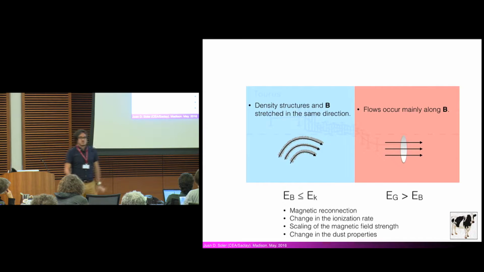And there's also a change in the dust properties. So we want to check this in other regions and with other tracers, and see if what we're finding is reasonable. So that's what we did with starlight.